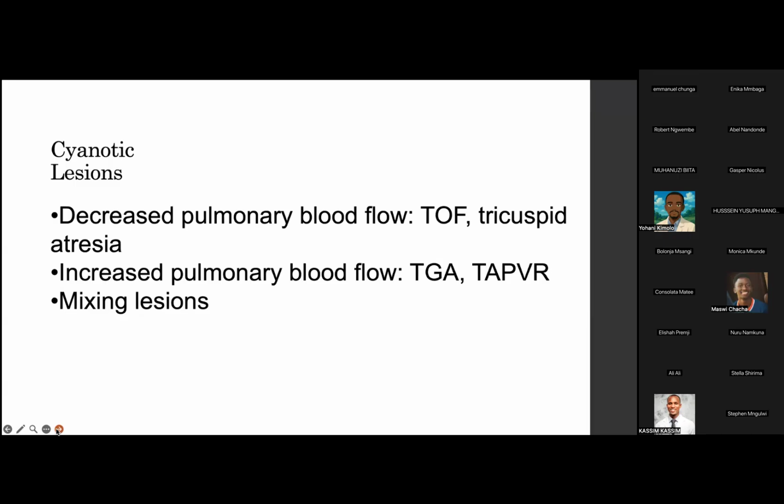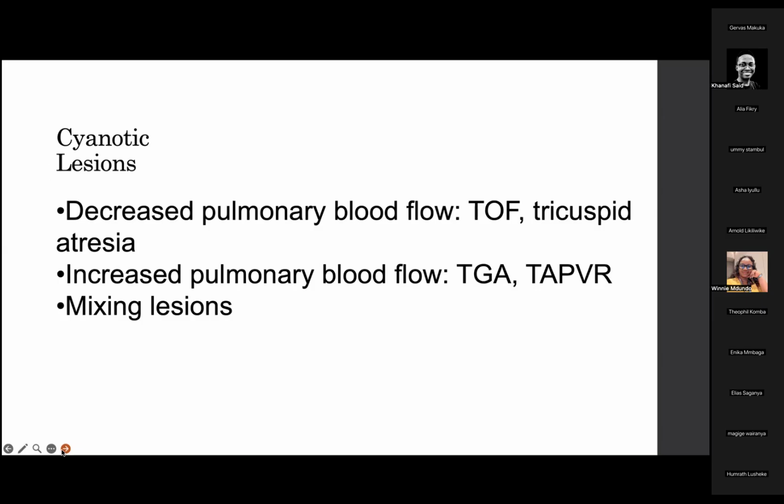So cyanotic lesions, now these are the blue babies, whereby there is decreased blood flow or pulmonary blood flow to the lungs. It could be tetralogy of Fallot when it happens as a mixed lesion, whereby you have a TET spell, and these patients can also present as cyanotic. Tricuspid atresia can also present that way. Increased pulmonary blood flow, like transposition of great arteries or total anomalous pulmonary venous return.